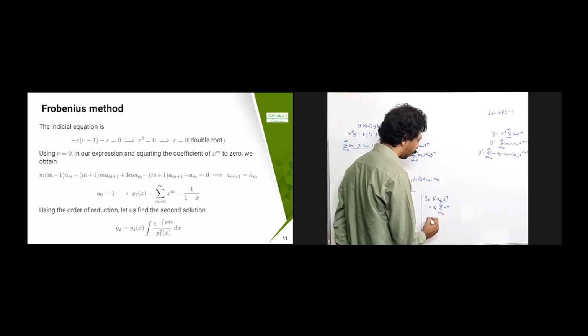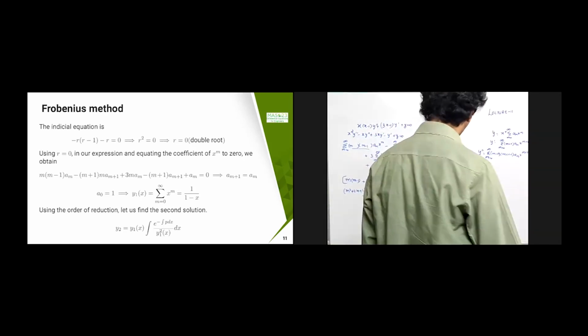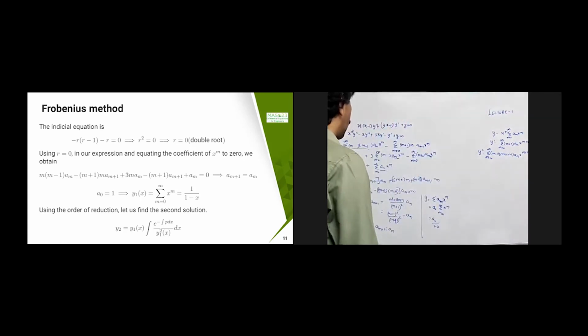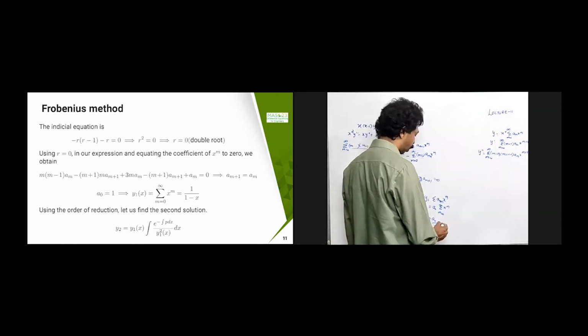So this series is nothing but a0 into 1 by 1 minus x. Where you should know that your x is defined between 0 and 1, otherwise it will not be valid. So you should be very careful with this one. So a0 divided by 1 minus x is going to come.